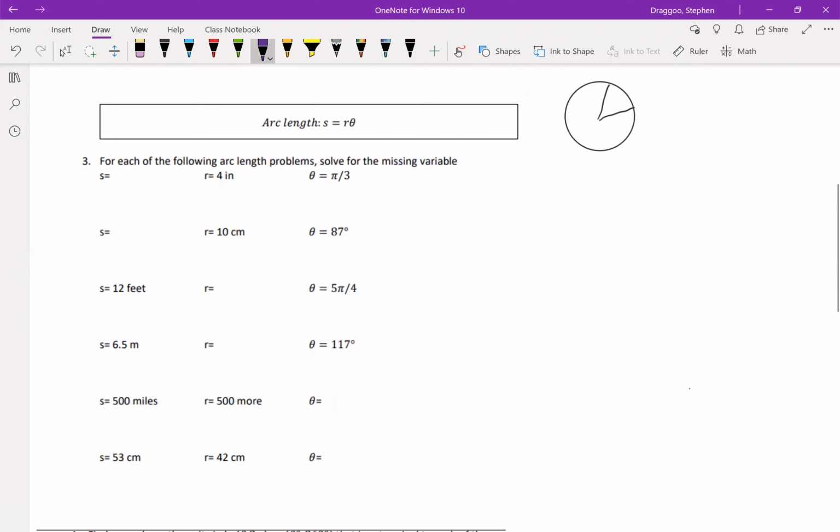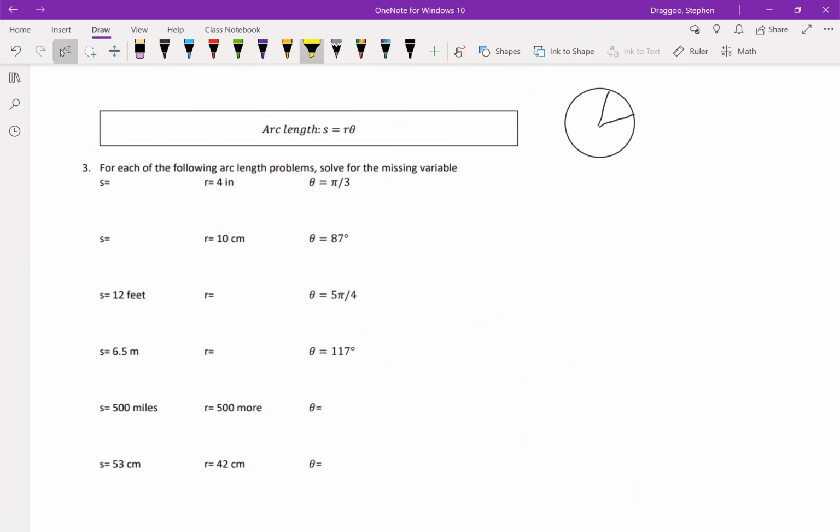The next thing we're going to want to look at is calculating arc length. First we should define what an arc is. If I have a circle and I want to cut a slice out of that circle, like I have over here, imagine a pizza slice, the arc length is going to be this length right there.